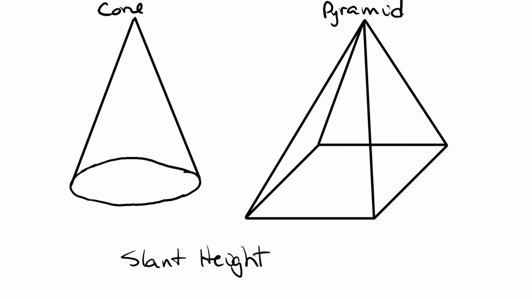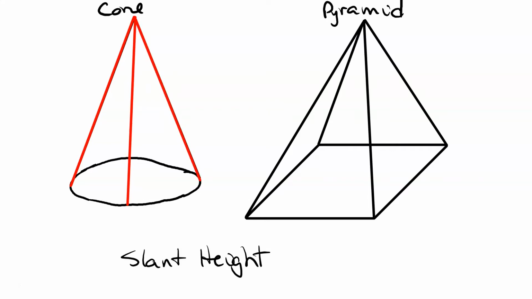So I want to take just a moment to explain slant height very specifically. It's fairly obvious in the case of a cone. The slant height is the distance from the peak of the cone down to the edge of the base. And it's really the same no matter where you measure it on a cone. It's always going to be the same distance.